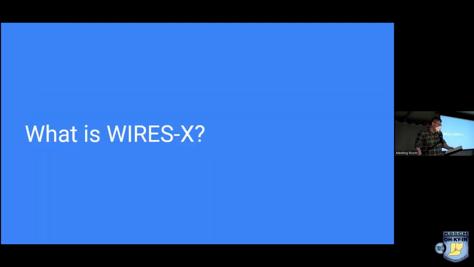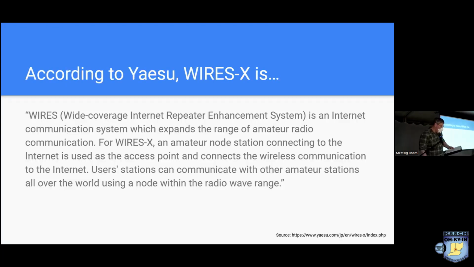So what is WiRES-X? Well, according to Yaesu, this is what WiRES-X is. First, they describe what WiRES is: Wide-coverage Internet Repeater Enhancement System. And basically, they say it's a way for radios to talk over the internet. And then WiRES-X is an amateur node station connecting to the internet, used as an access point, blah, blah, blah. That's a lot of words. To put it simply, it's a way to bridge radio traffic over the internet.